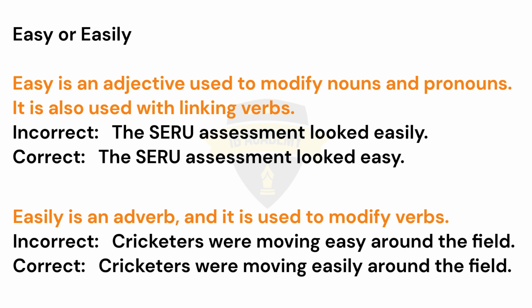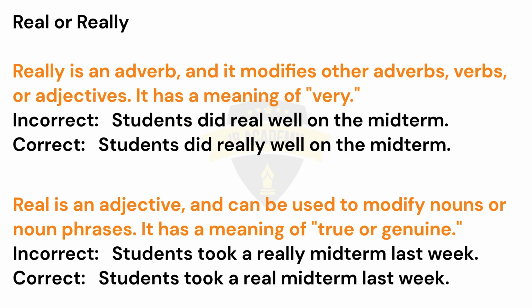Easily is an adverb, and it is used to modify verbs. Incorrect: Cricketers were moving easy around the field. Correct: Cricketers were moving easily around the field. Real or really. Really is an adverb, and it modifies other adverbs, verbs, or adjectives. It has a meaning of very. Incorrect: Students did real well on the midterm. Correct: Students did really well on the midterm.